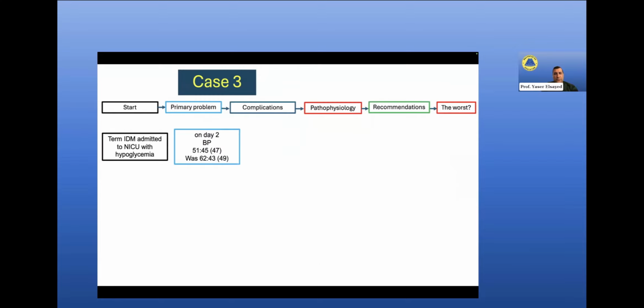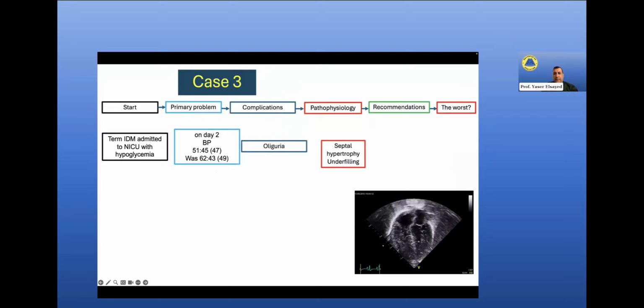Okay, another case here, which is also very easy, straightforward: IDM with hypoglycemia. And here you have the blood pressure 51/45. So you have narrow pulse pressure with oliguria, and you have the four chamber view with almost empty heart with severe hypertrophy, underfilling. You don't have to go anything other than fluid and beta blocker. Sometimes the beta blockers slow the heart rate and give more time for filling.